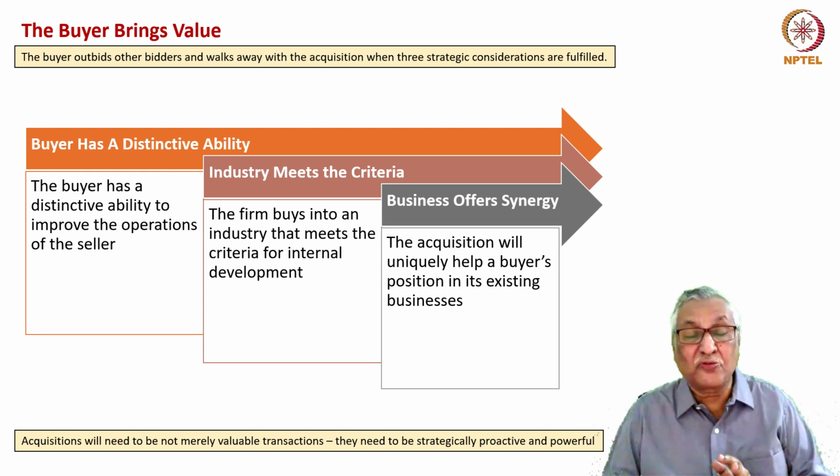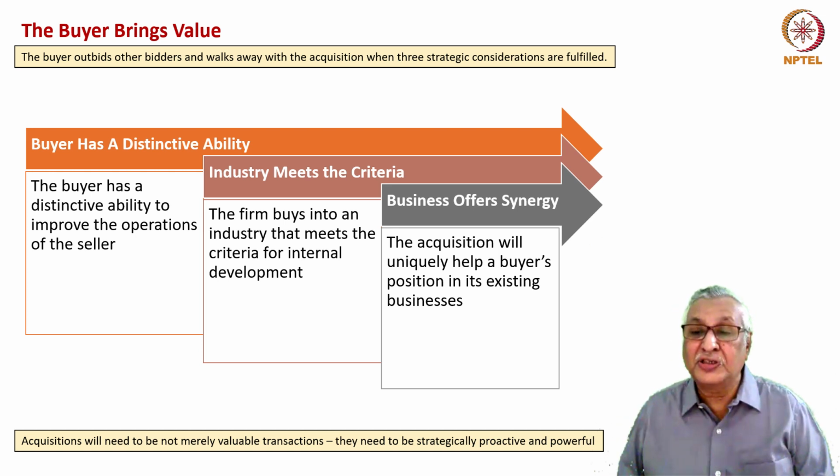The buyer knows what it is buying and for what purpose and how the buyer is going to turn it around. When the industry meets the target criteria of the buyer, the firm is buying into an industry that meets the criteria for internal development for the future, and the business offers synergy. The acquisition will uniquely help a buyer's position in its existing businesses.